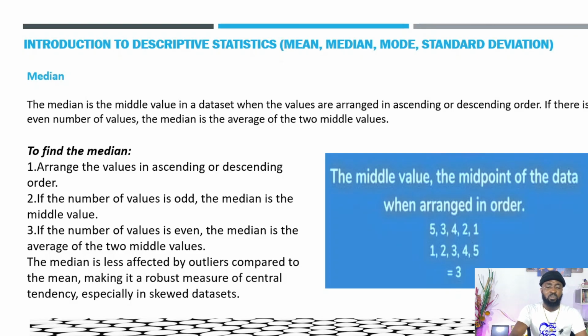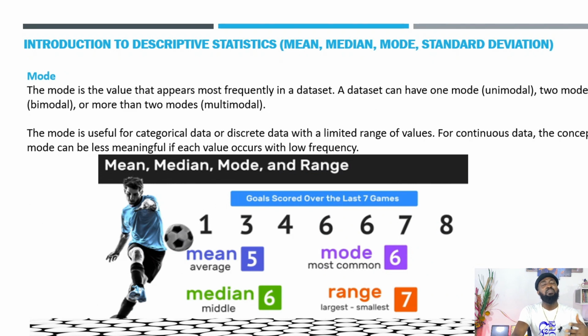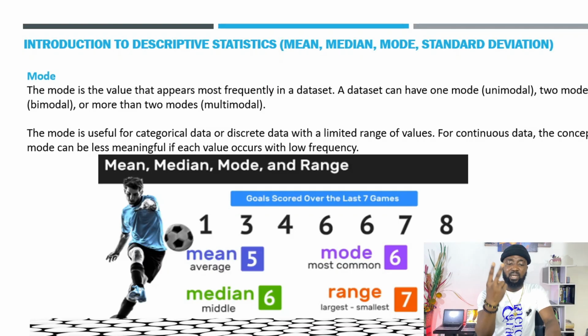So for the next one, which is the mode. Mode simply means the one that occurs most. All right. So for these numbers we have here, 1, 3, 4, 6, 6, 7, 8. Luckily for us, it's already arranged. By looking at this, the mode here, the one that occurs most, is 6, because 6 appeared 2 times, whereas the others appeared just once. So that means 6 is our mode, the most occurred or the most common.